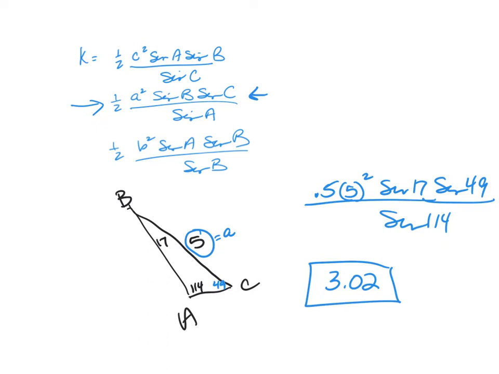1/2 times 5 squared, because that's little a squared, times sine of B, which is 17, sine of C, which is 49, over sine of A, which is 114. Where are those formulas? Put it all in your calculator.